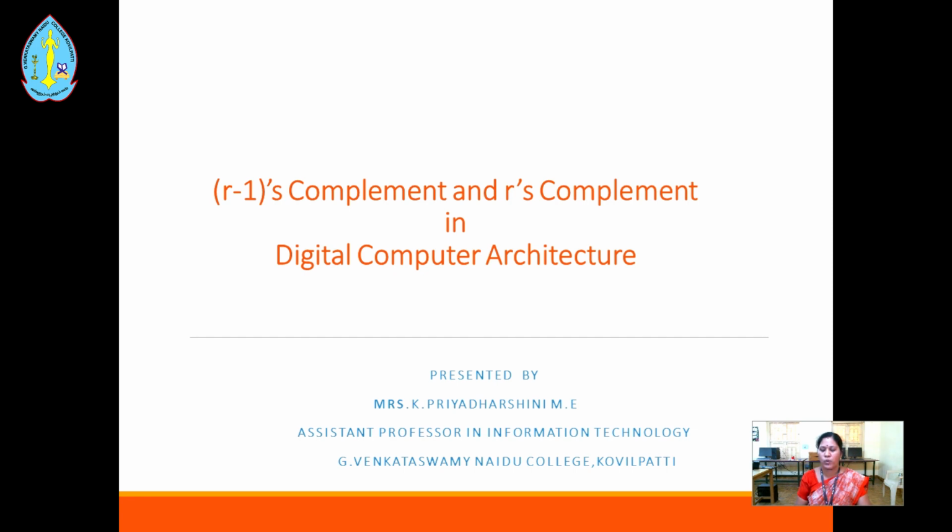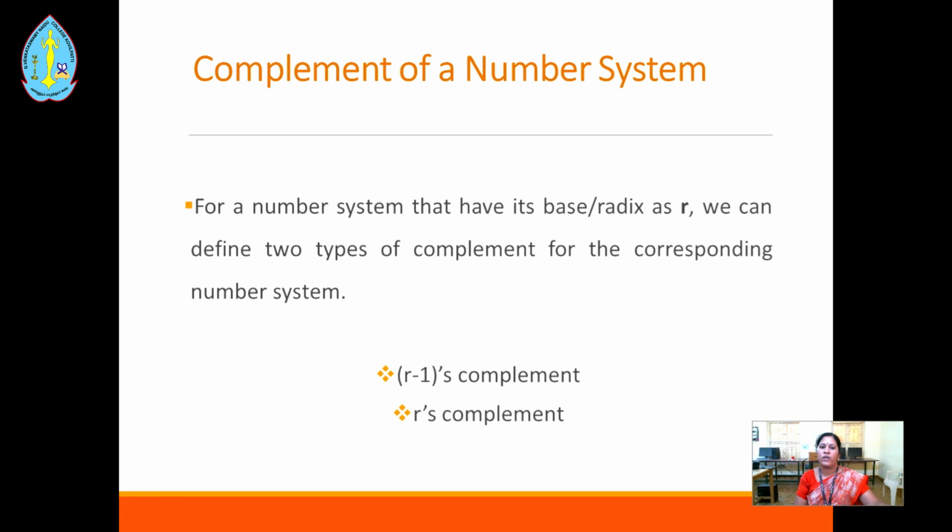Now we move on to the r-1's complement and r's complement. We all may be familiar with 1's complement and 2's complement. 1's complement is nothing but we convert all the zeros to 1's and 1's to zeros. That is called 1's complement. And the 2's complement is nothing but we just add 1 to the 1's complement. Then we will get the 2's complement.